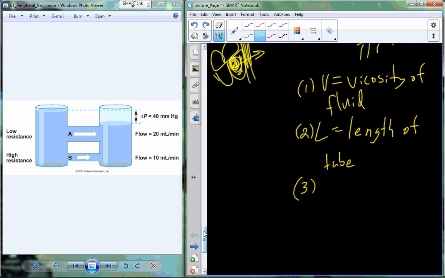Now, if we were to do this a little more dynamically and say, how is peripheral resistance changing as we move along the way? Then yeah, each point that we choose is going to be a slightly longer tube length. But if we want to know peripheral resistance between the aorta and the brachial artery, that's going to basically be a constant. So viscosity is a constant, length of the tube is a constant.